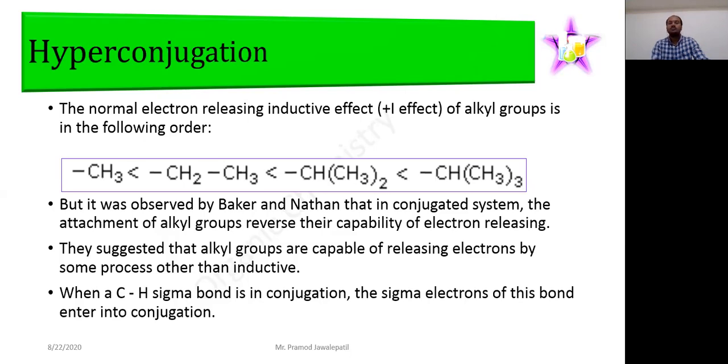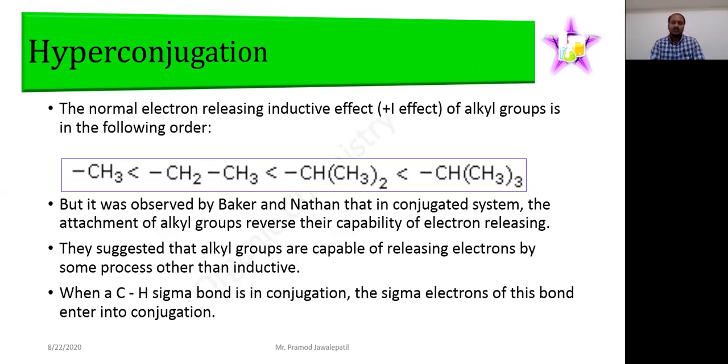But it was observed by Baker and Nathan that in a conjugated system, the attachment of an alkyl group reverses its capability of electron release. Friends, the inductive effect, plus I and minus I, works only through sigma bonds, or purely through covalent bonds. But Baker and Nathan explained the effect of electron donating groups when the system is conjugated, or the empty p orbitals are at their alpha positions.